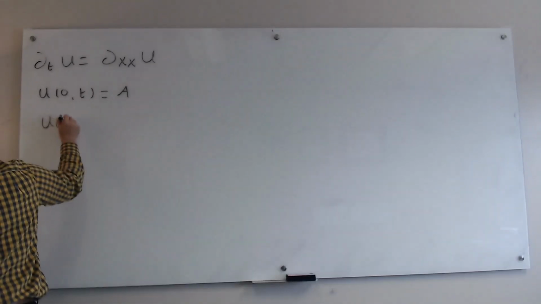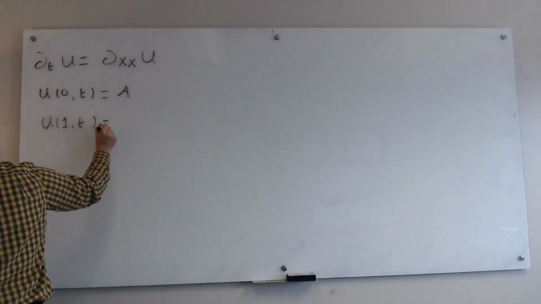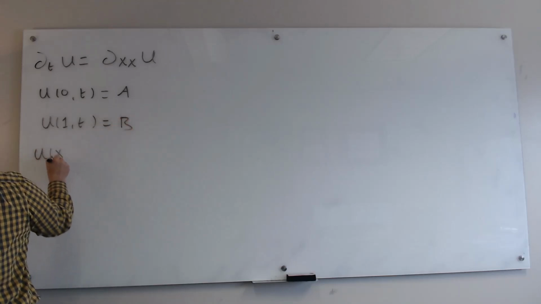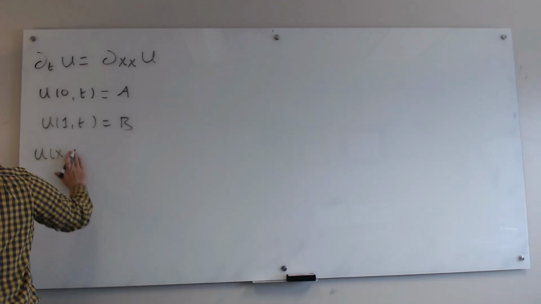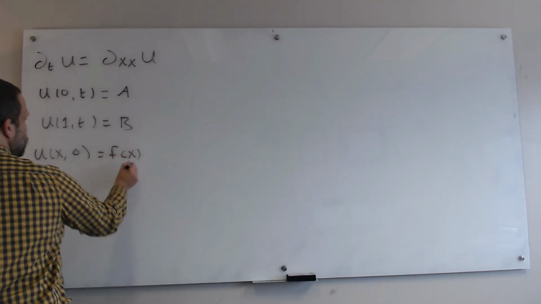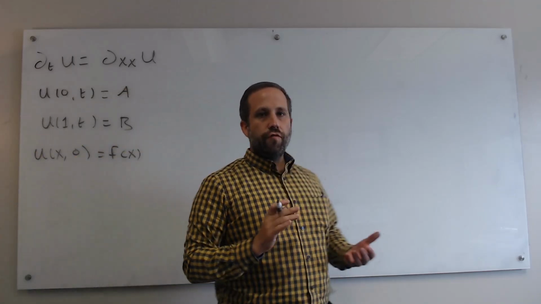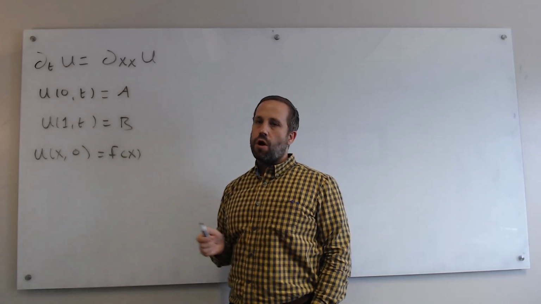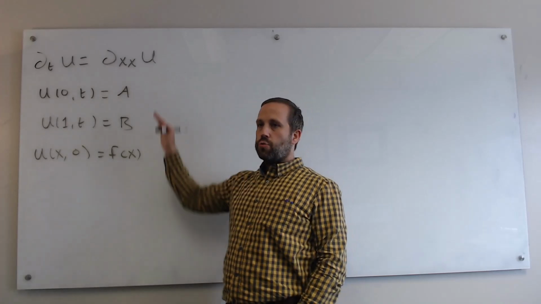So that is going to be something like u of 0, t is equal to a, and u of 1, t is equal to b. And then of course we have our usual initial condition, u of x, 0 is equal to f of x. So far, all of our problems have had these terms be 0, and for the method to work, you really have to have that.